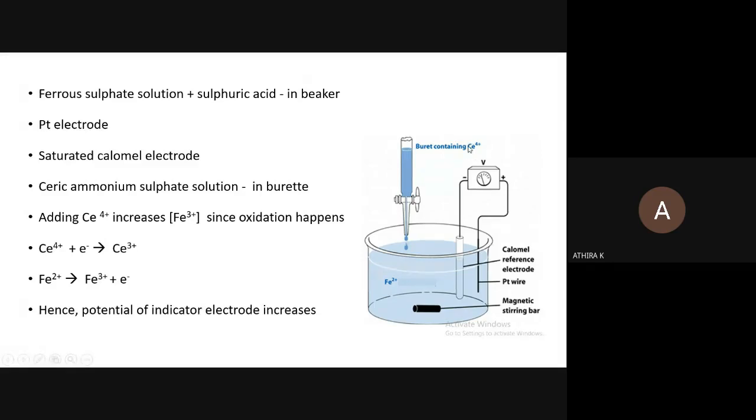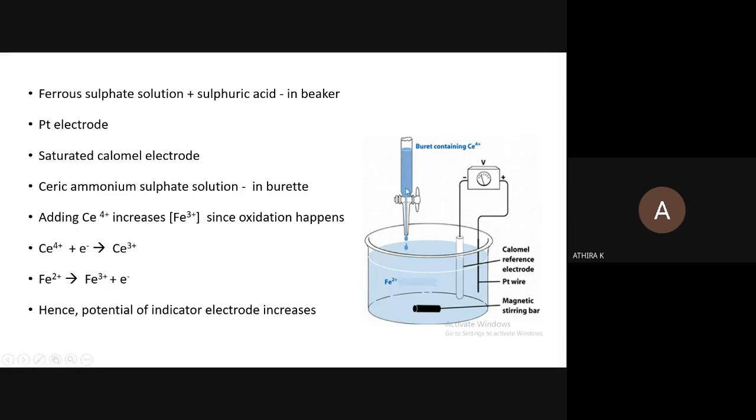Ce4 plus. So we have our titrant containing Ce4 plus ions and analyte containing Fe2 plus ions. Now we are starting our titration. We are adding Ce4 plus ions into the Fe2 plus ions. We are adding 1 ml of Ce4 plus, then we are noting the reading in the voltmeter.